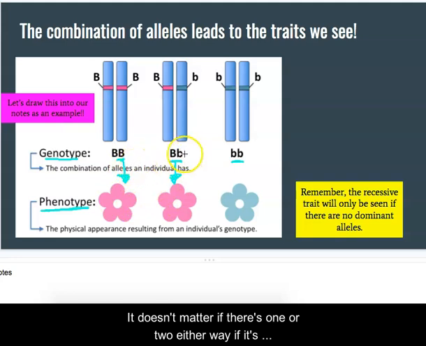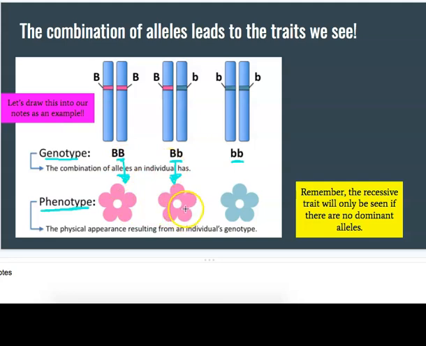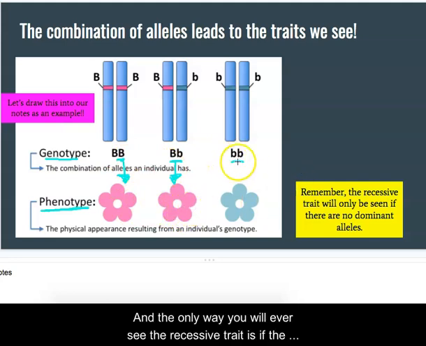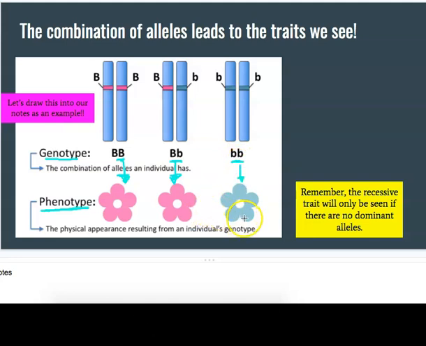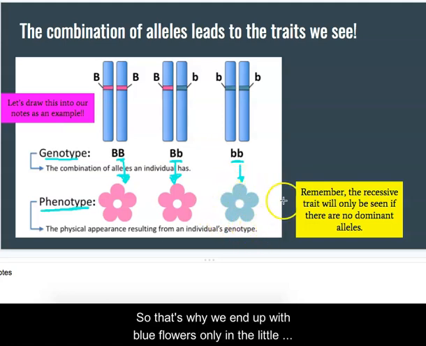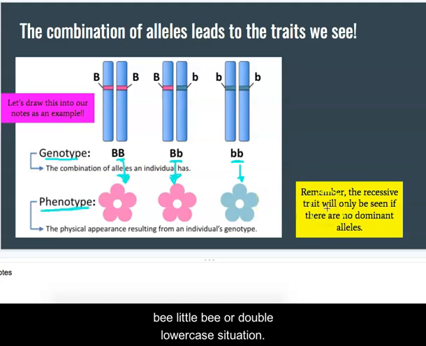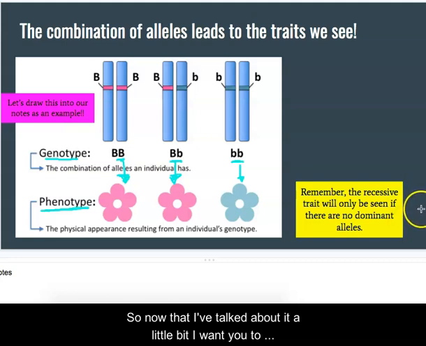It doesn't matter if there's 1 or 2. Either way, if it's present, then you're going to see that particular trait. And the only way you will ever see the recessive trait is if the dominant allele is not there to mask and overpower it. So that's why we end up with blue flowers only in the little b, or double lowercase situation.